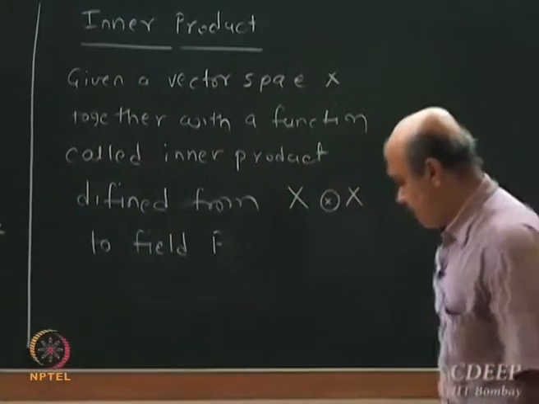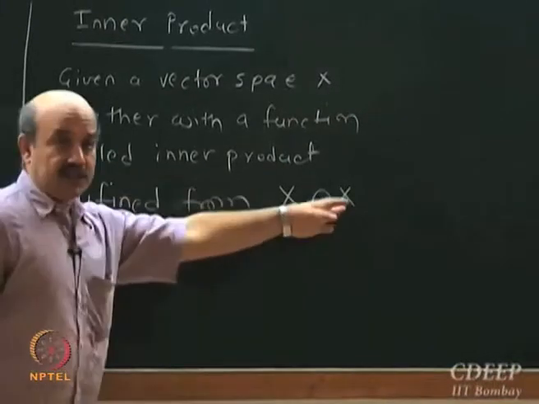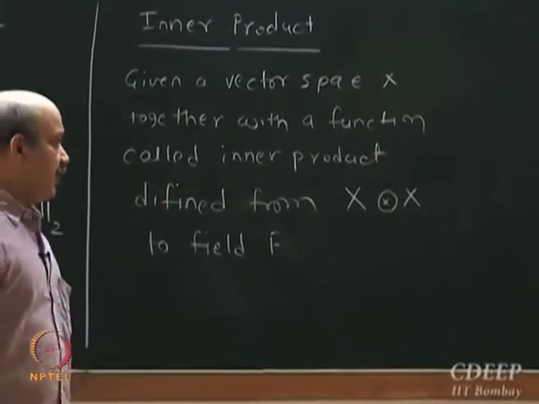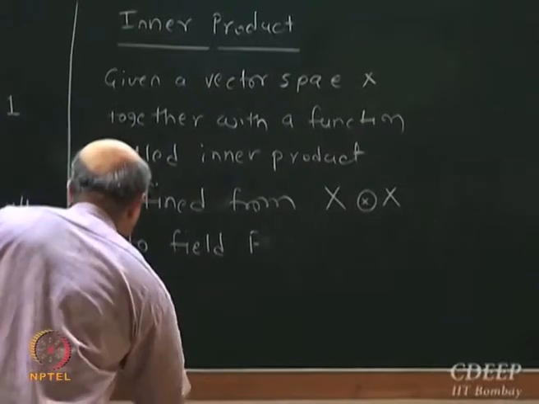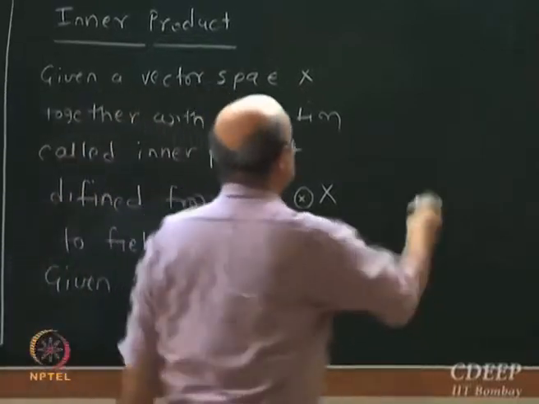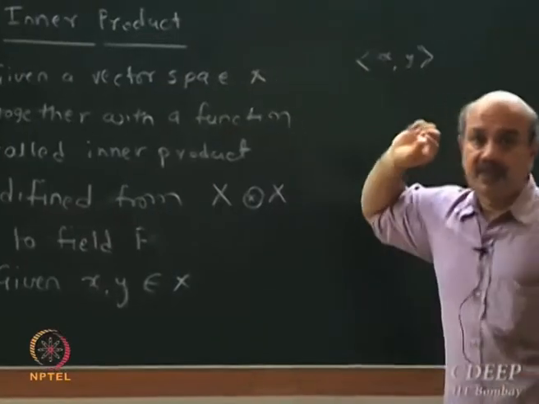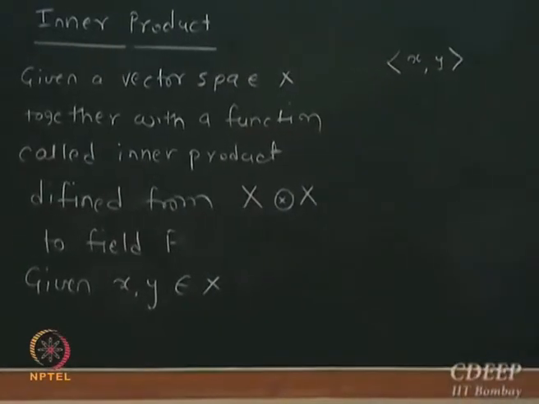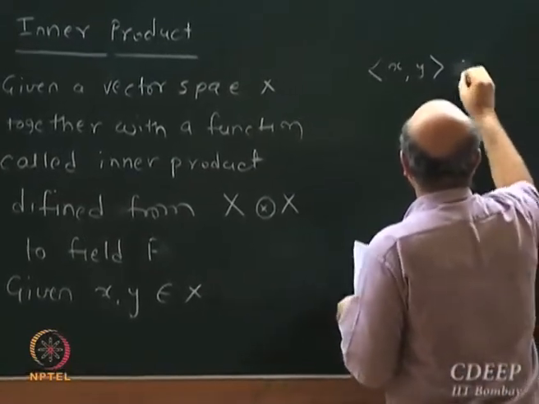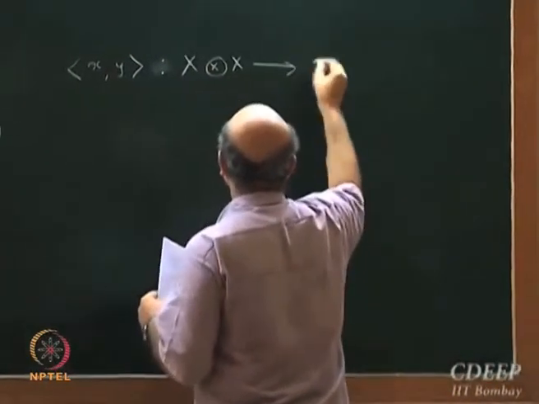So I am given a vector space X and a function which is defined on X cross X to the field F. So given x, y that belong to X, I am going to define the inner product, x inner product y. This is the notation that we are going to use throughout the course. The inner product is defined from X cross X to F.